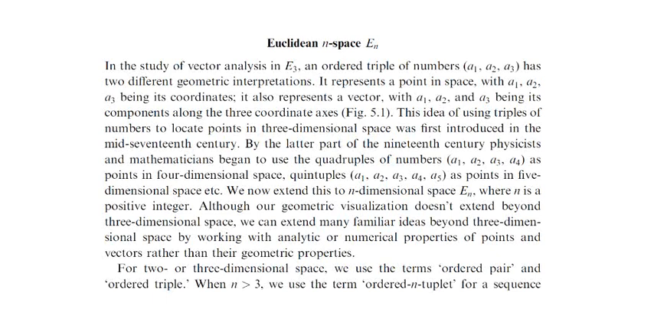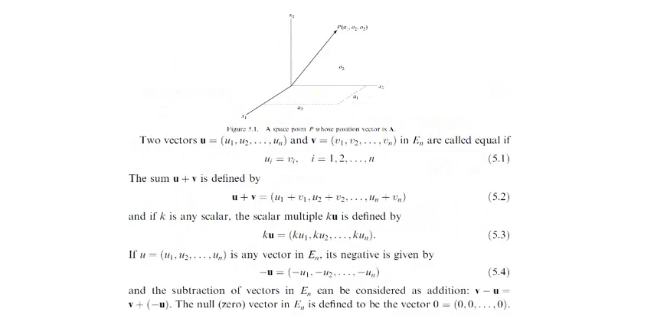Now, when we consider space of higher dimensions, we need more such numbers to represent a point or a vector in space. And if we are extending this to the n-dimensional space, where n is a positive integer, then we need an ordered n tuple of numbers to represent a generalized vector in n-dimensional Euclidean space.